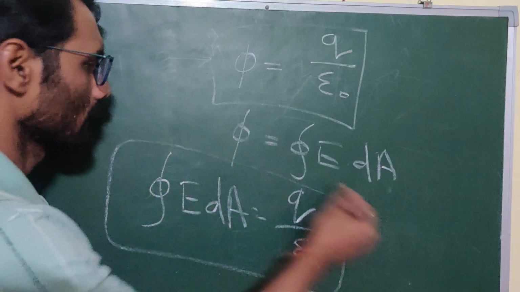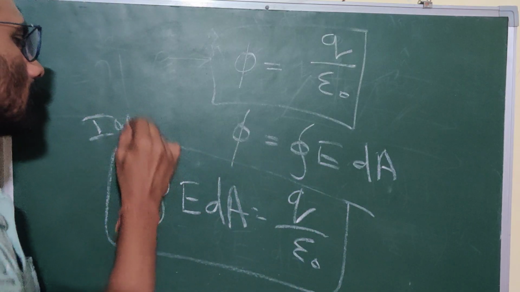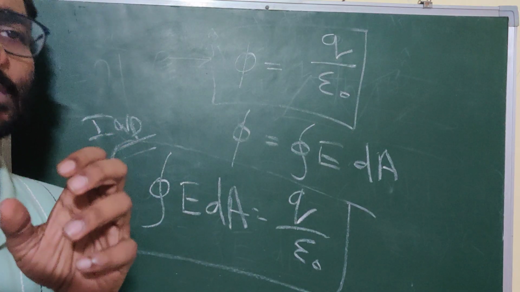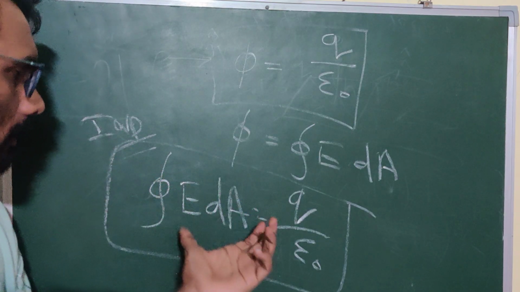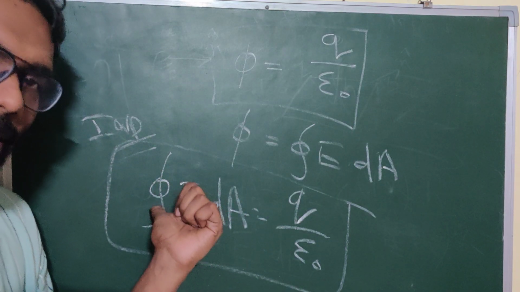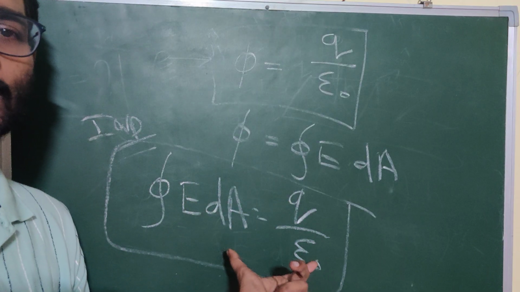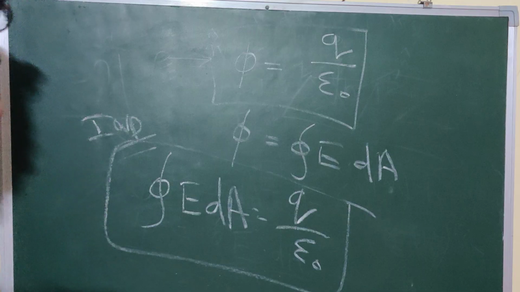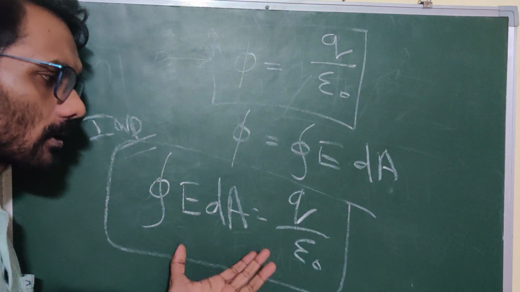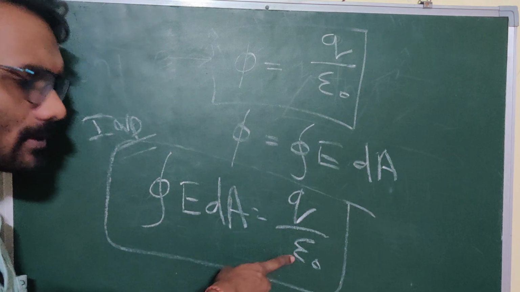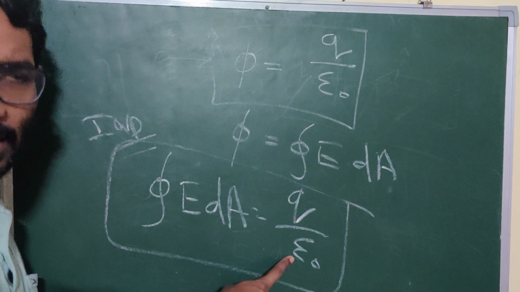This is the formula with which we can find the electric field for some distributed charge objects. So the integral over a closed surface of E dA is equal to q by epsilon naught. If you understand this formula, then it's easy. The term 1 by epsilon is a constant, the permittivity.